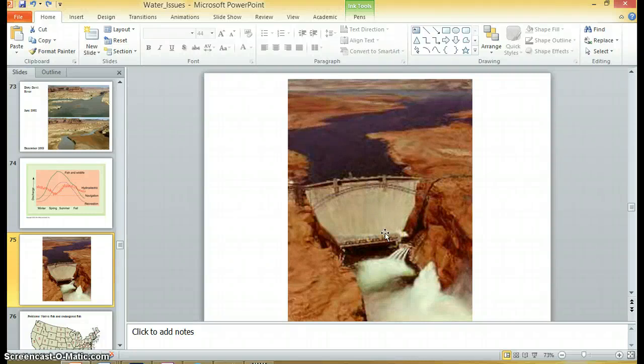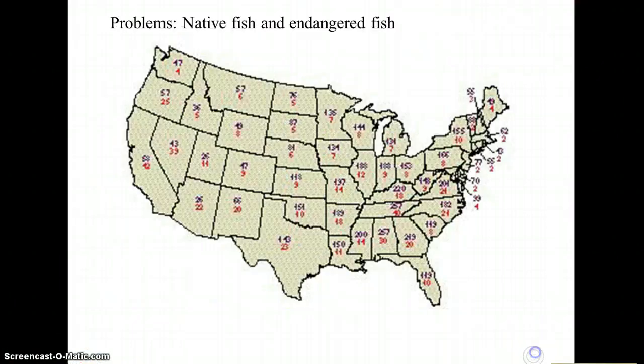All right, so we saw how, or why, dams are built for flood control, water supply, recreation, hydroelectric use. But dams can also have negative impacts on that aquatic system. For example, this image is a little hard to read, but for each state we have two numbers. The upper one is the number of native fish in that state, and the lower one, the red number, is the number that are endangered.